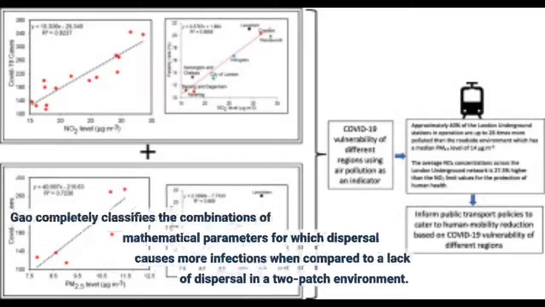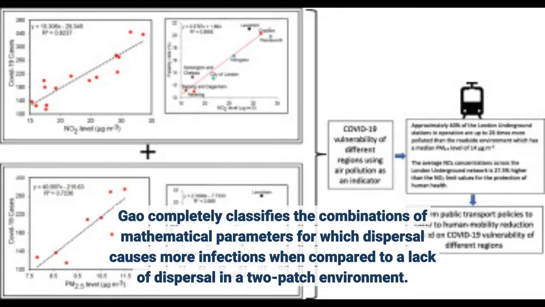Gao completely classifies the combinations of mathematical parameters for which dispersal causes more infections when compared to a lack of dispersal in a 2-patch environment.